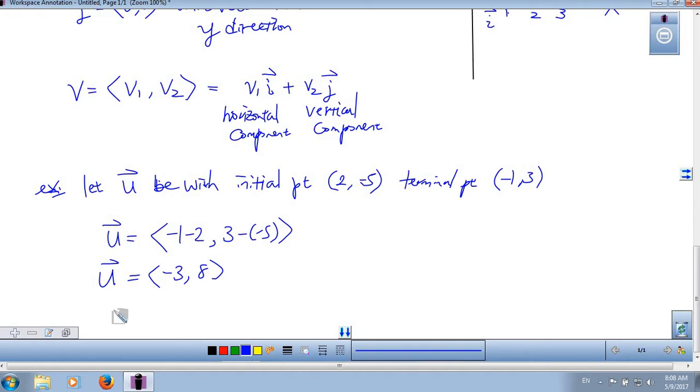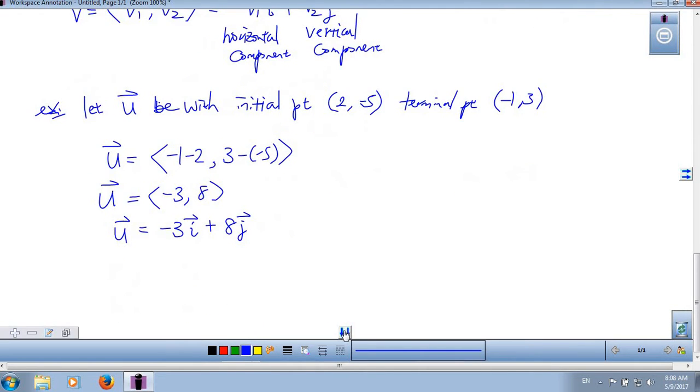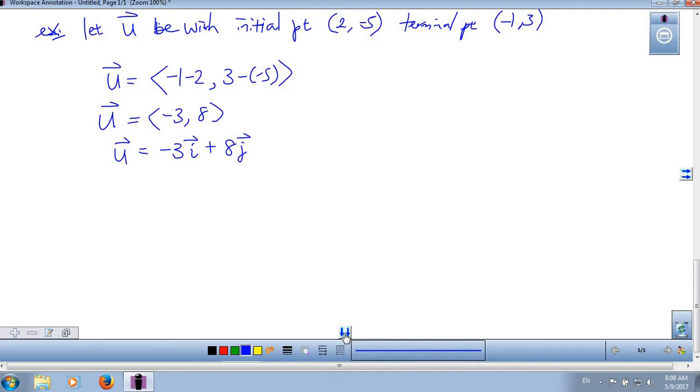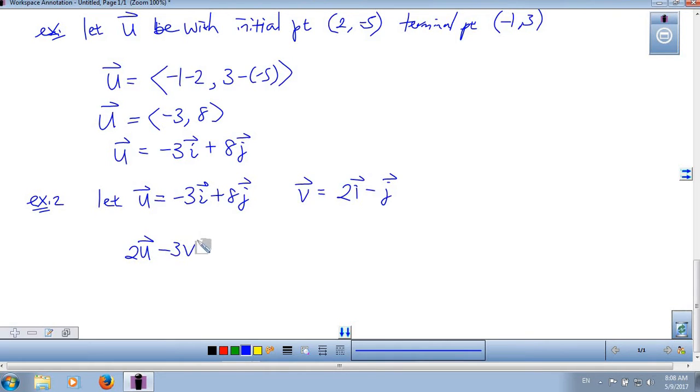Okay, so how do I express this using the i vector and j vector? Very simple. It's just -3i plus 8j. So breaking this down into two parts. And how do we combine vectors using this? For example, let U be -3i plus 8j, and vector V be equal to 2i minus j. So let's go ahead and try to find 2u minus 3v.